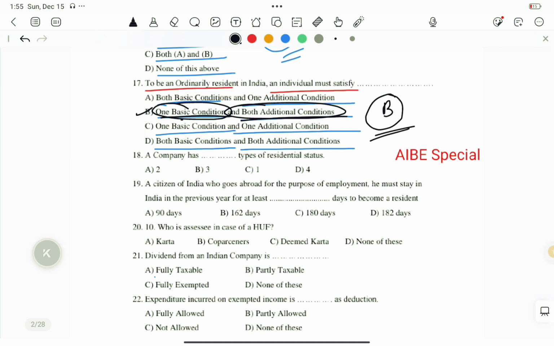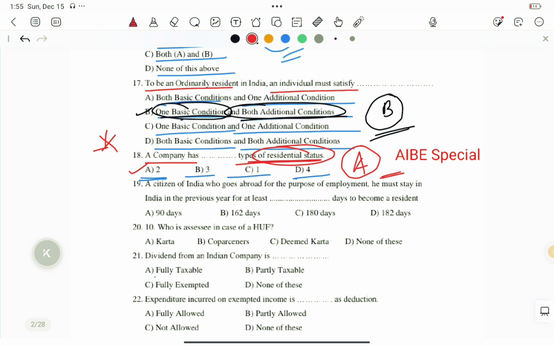Okay, so now moving to next question. The next question is, a company has which of the following types of residential status? Very important question. So let's see the options. Options are 2, 3, 1 and 4. So in this case, the correct option would be option A, that means a company has total 2 types of residential status.